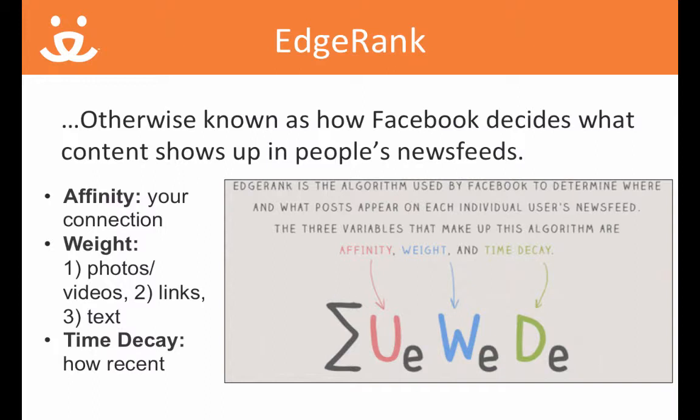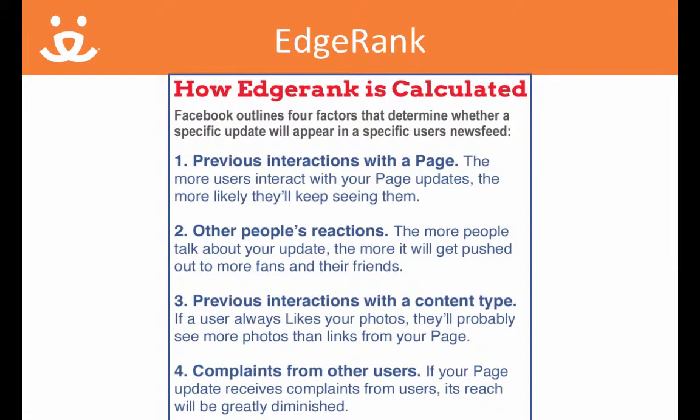And then time decay. If you use Facebook frequently, personally, you'll notice that posts from a week ago aren't going to show up in your newsfeed necessarily. It's going to be posts from the last 24 to 48 hours, what your friends and organizations are doing. And that's just a little bit more information about EdgeRank.